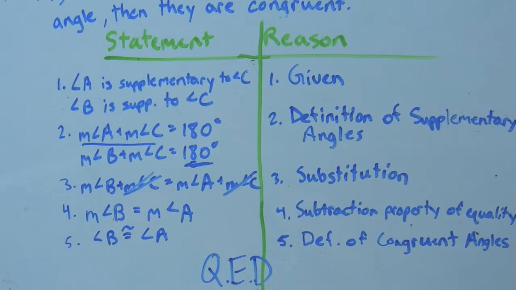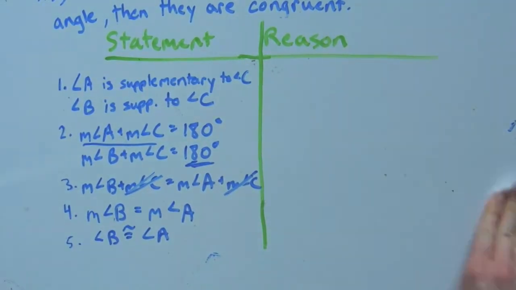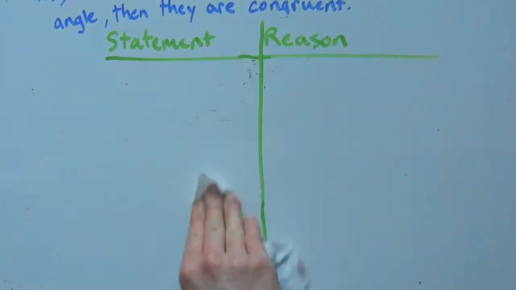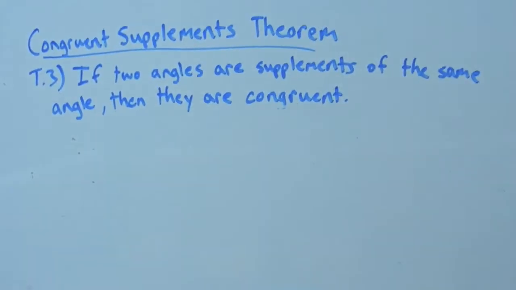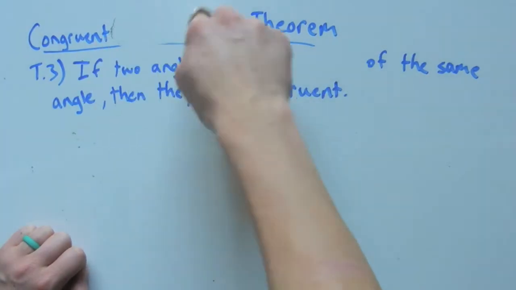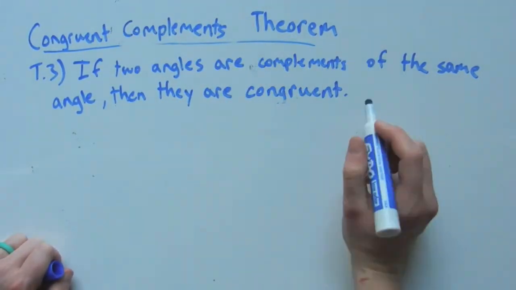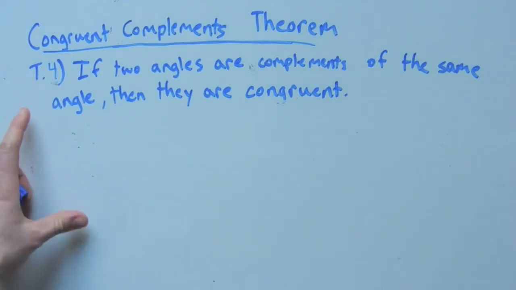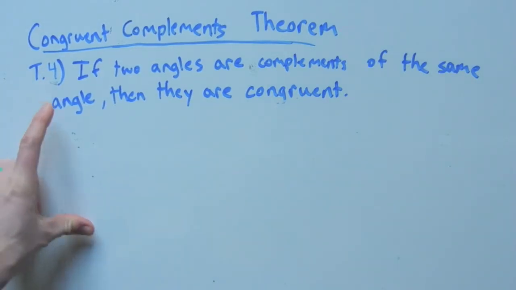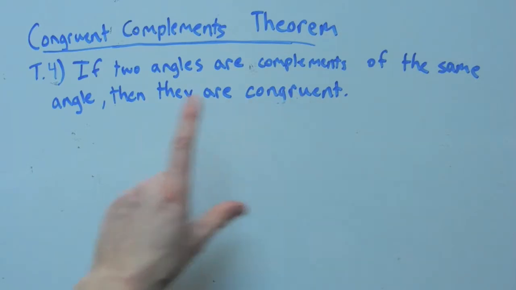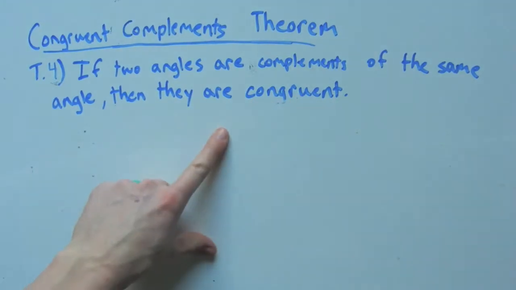Now let's go over the congruent complements theorem. The congruent complements theorem will be T4, and it says that if two angles are complements of the same angle, then they are congruent.